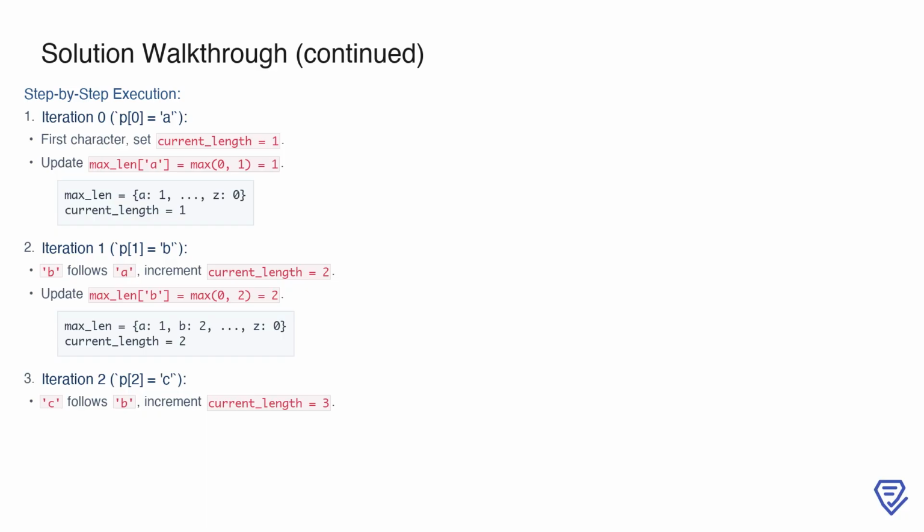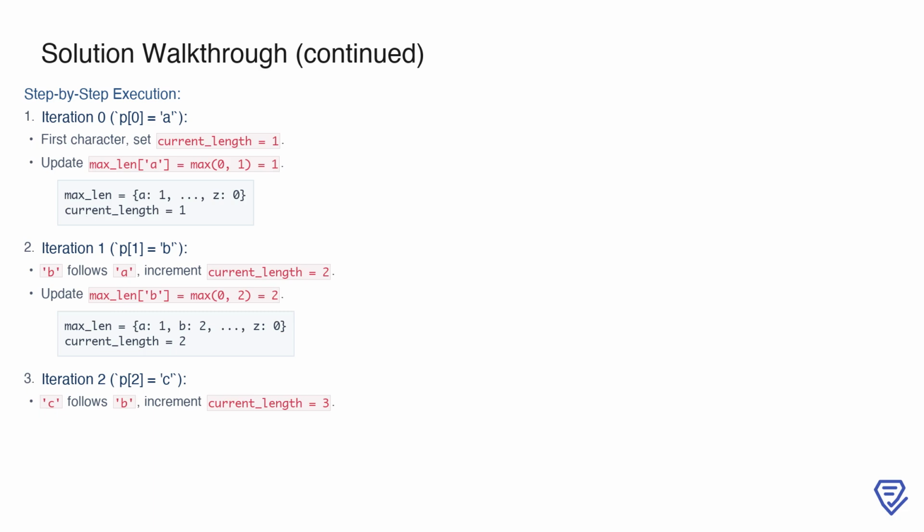Next, we process the second character, b. Since b follows a in the wraparound order, we increment current_length to 2, indicating that we now have a valid substring of length 2 ending at b. We update max_len[b] to the maximum of its current value, 0, and current_length, so max_len[b] equals 2.